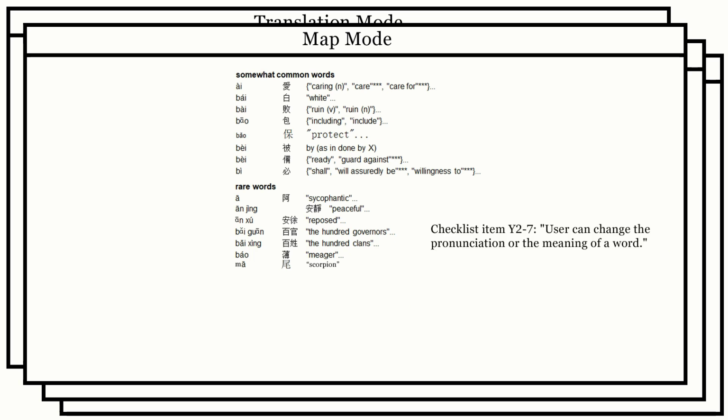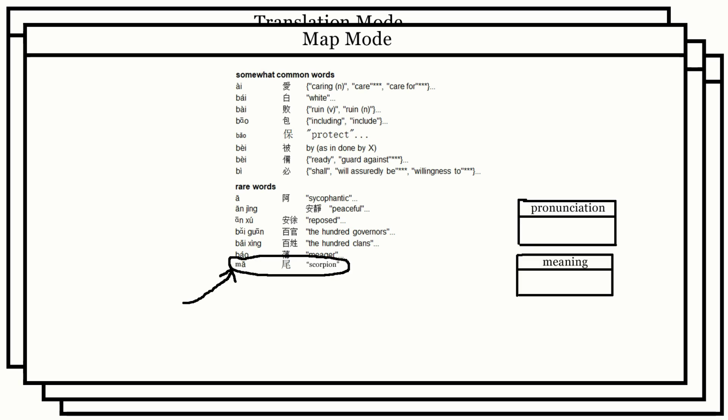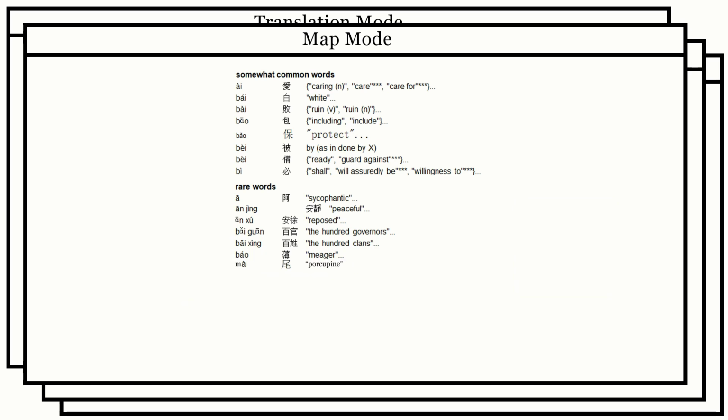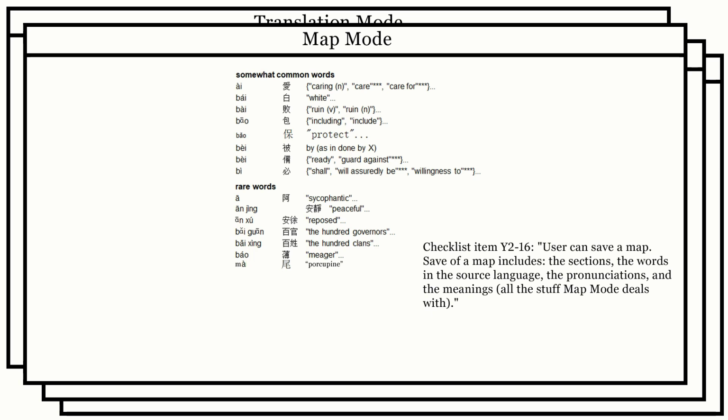Next, checklist item 2-7, user can change the pronunciation or the meaning of a word. In other words, you can edit map entries. Suppose the user edits this entry and says, actually the pronunciation of this word is MA4 and the meaning is porcupine, and the map entry is updated. Checklist item 2-16, user can save a map.